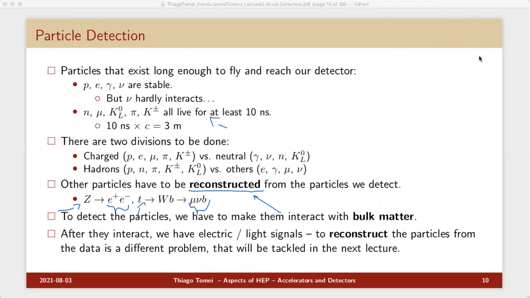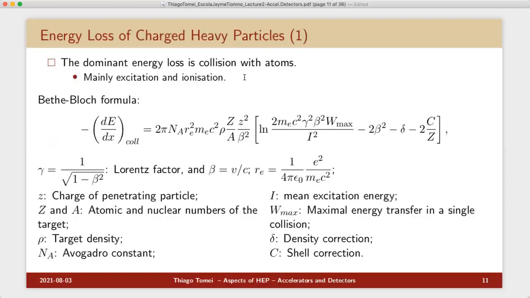So how do you detect? Well, clearly you have to make them interact with something, with bulk matter. You have to have a detector, which is a macroscopic object that they interact with and somehow leave some kind of macroscopic signal that we physicists can see, measure, and understand. And these are always going to be electric or light signals. Reconstructing the particles from these electric or light signals is a different problem, and we'll talk about this on the next slide.